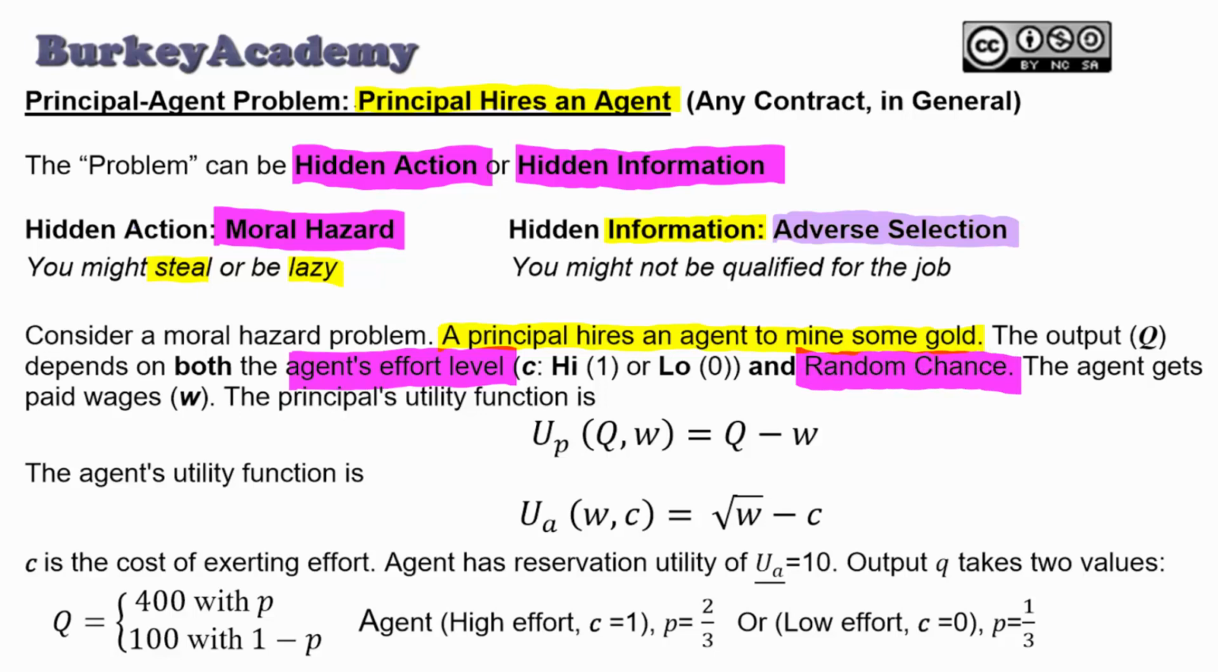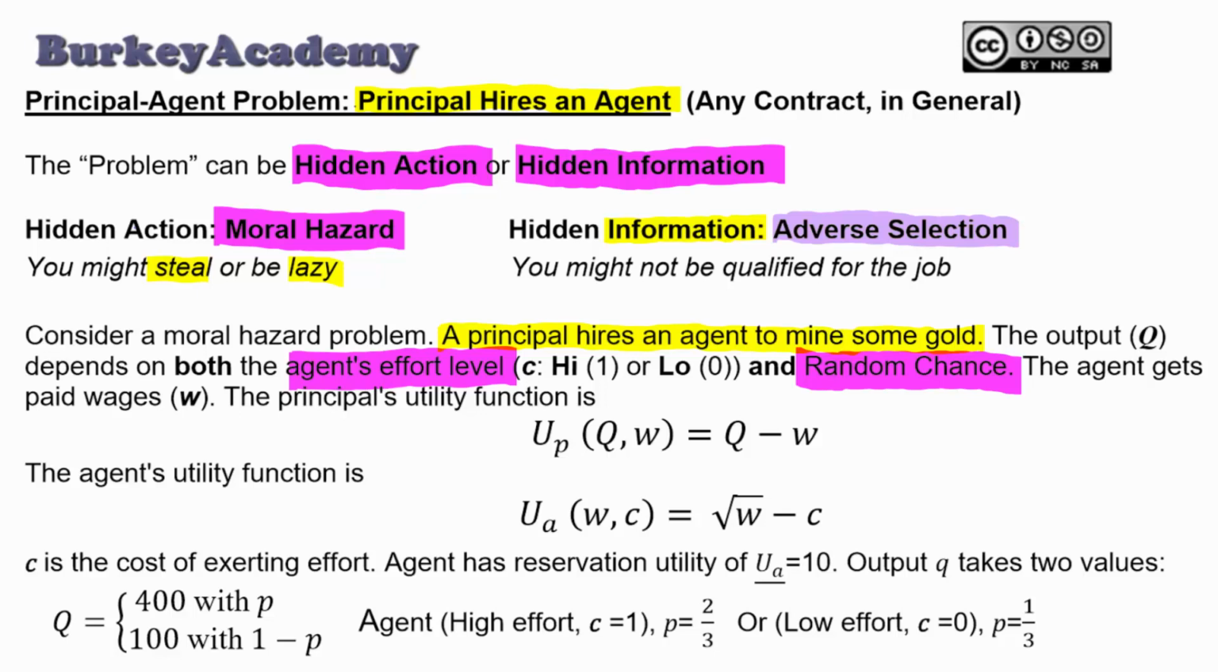It might be that on this land, when the agent goes there, there are just big lumps of gold sitting on the ground, and all the agent has to do is pick them up. Or it could be the case that the land has gold, but it's very deep, and this agent is going to have to work very hard to try to find the gold. And if they work very hard, they might find a lot of gold, they might find a little gold. So part of this is due to random chance.